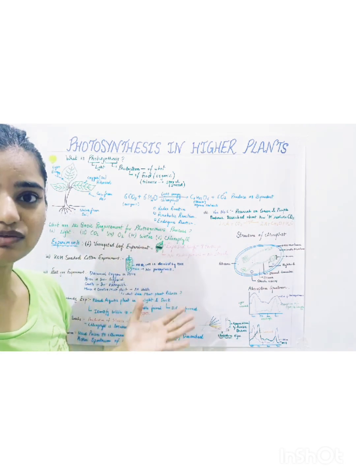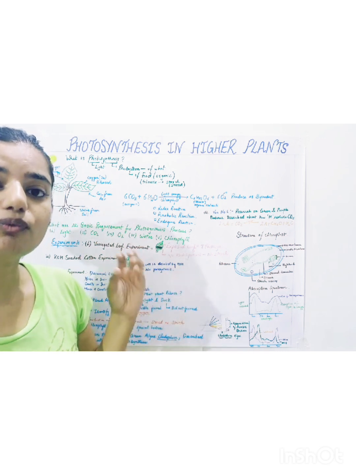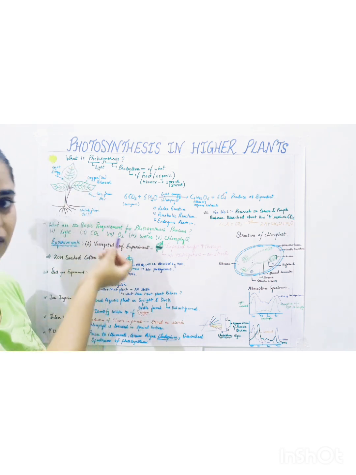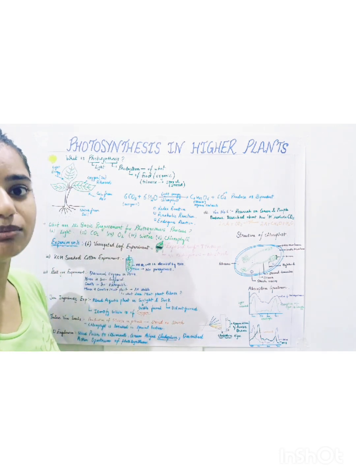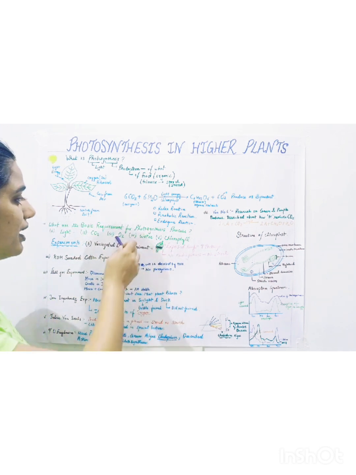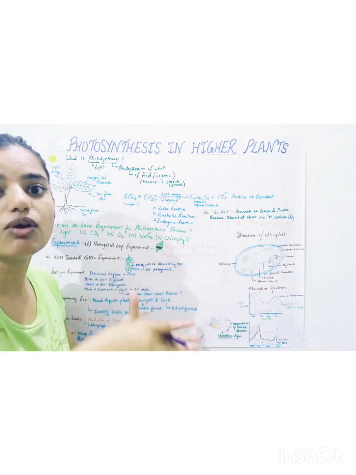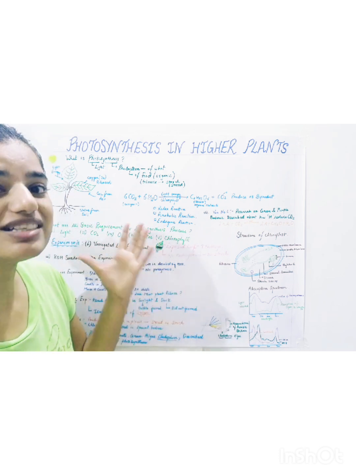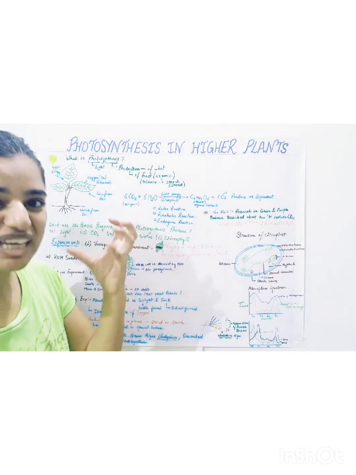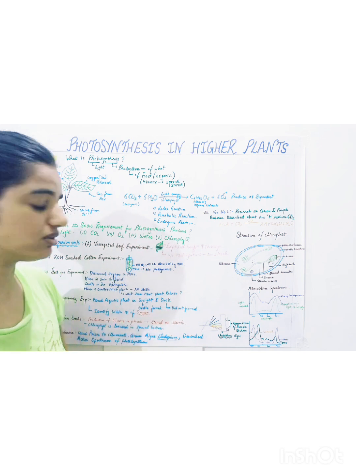Further, what are the basic requirements of the photosynthesis process? The basic requirements are light, which is gained from the sun, CO2, which is derived from the air, water, which is taken from the soil, and chlorophyll, the photosynthetic machinery which is present in the mesophyll cells. So these are the four major basic requirements of plants for the process of photosynthesis.